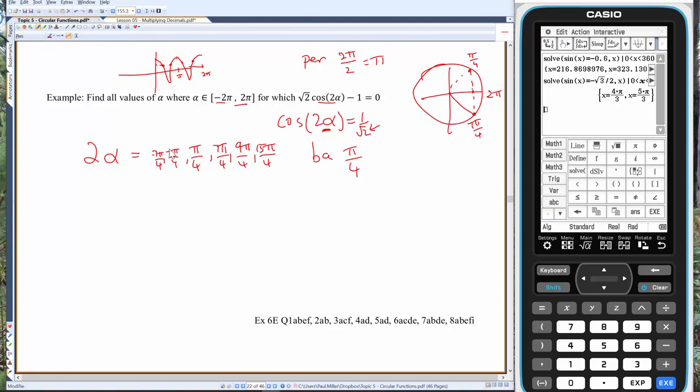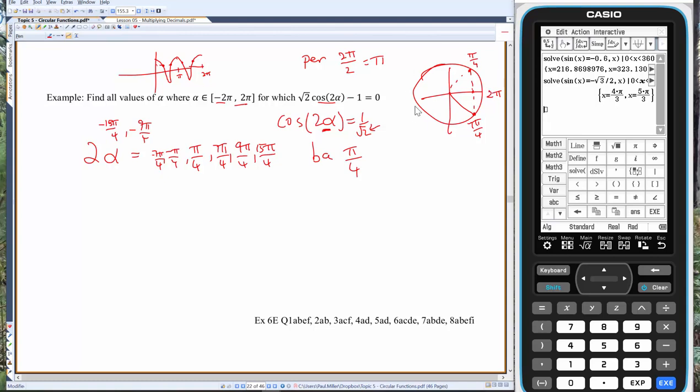Now, if you can see what's going to happen here, we've got the positive version, the negative version, the positive version, the negative version. This happens with cosine. It doesn't happen with sine. Just a word of warning. So I'm just going to move over here: negative 9 pi on 4 and negative 15 pi on 4.